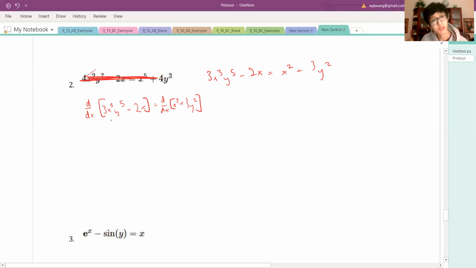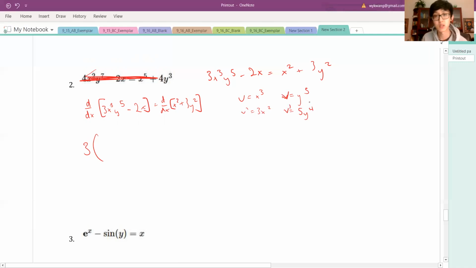So first we're differentiating 3x cubed y to the 5th. Well, that requires the product rule, right? Because we're multiplying these two variables together. So we're going to multiply 3 by the whole product rule. In this case, u is equal to x cubed, v is equal to y to the 5th. u prime is equal to 3x squared, and v prime is equal to 5y to the 4th.